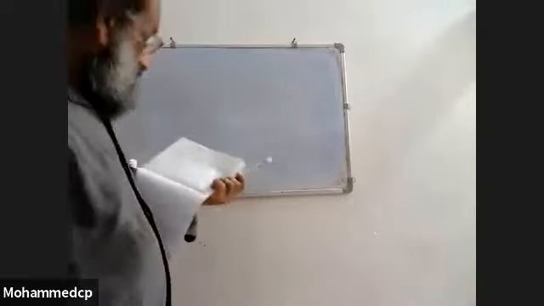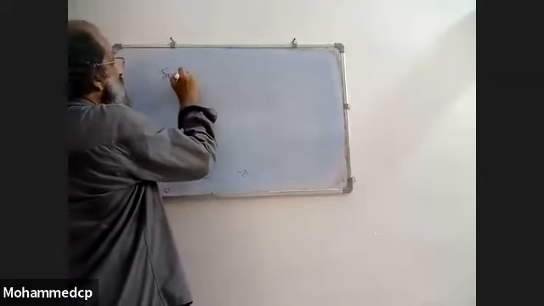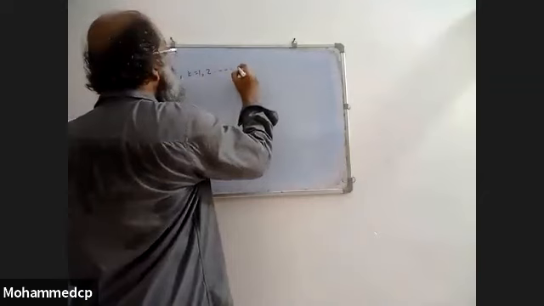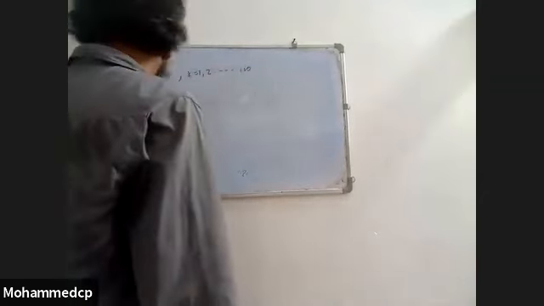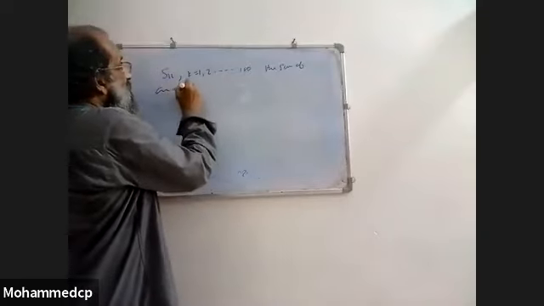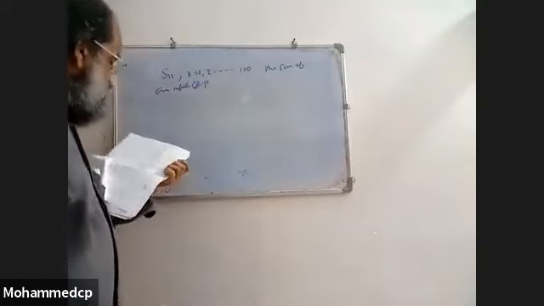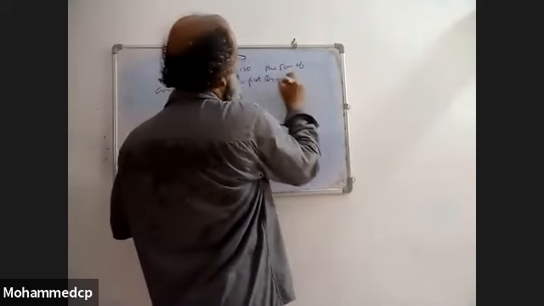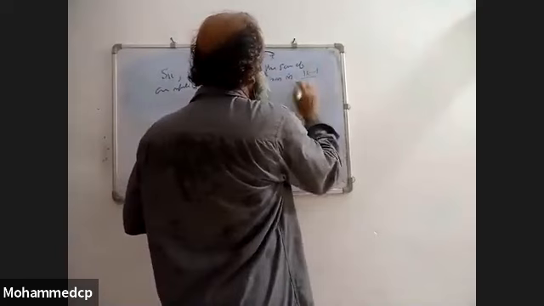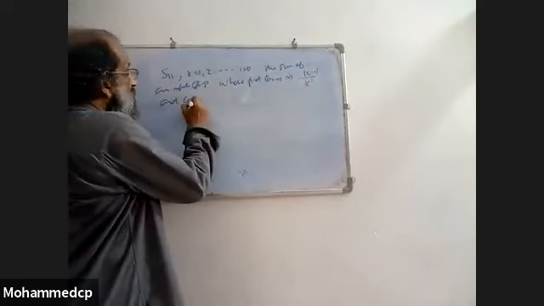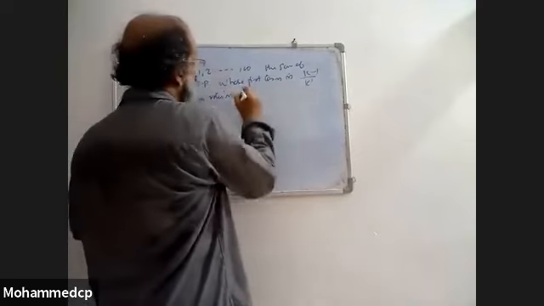Now we pass to a question in JEE. Let Sk, for k equals 1, 2, 3, up to 100, denote the sum of an infinite GP whose first term is (k minus 1) by k factorial, and the common ratio is 1 by k.